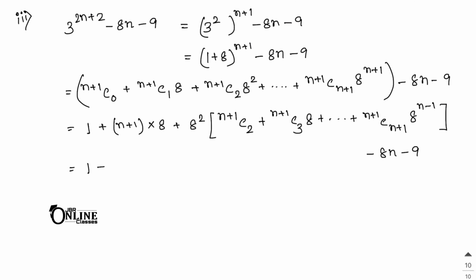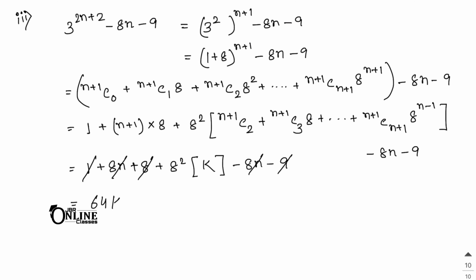So here 1 plus 8n plus 8, then 8 square, and here you take the remaining part as k. Then minus 8n minus 9. So here 8n cancels out and 9 minus 9 cancels out. So it means 64 into k, because k means this portion. So 64k is definitely divisible by 64 for all n belongs to N. So it's proved.